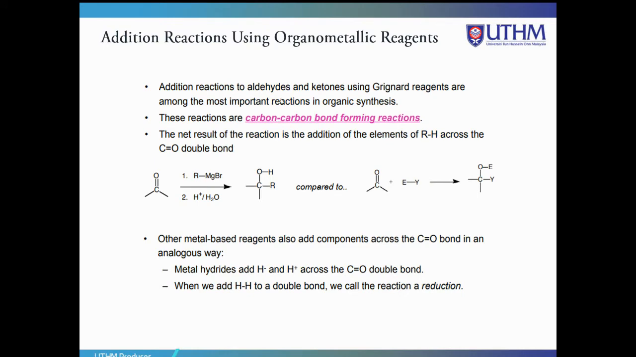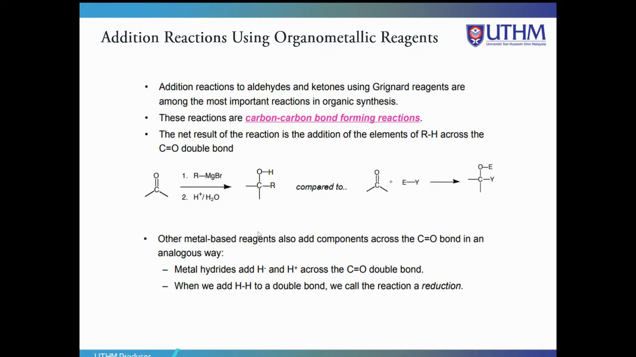Addition reactions to aldehydes and ketones using Grignard reagents are among the most important reactions in organic synthesis. These reactions are carbon-carbon bond-forming reactions. The net result of the reaction is the addition of the elements of R-H across the C=O double bond, which is illustrated in the example below.